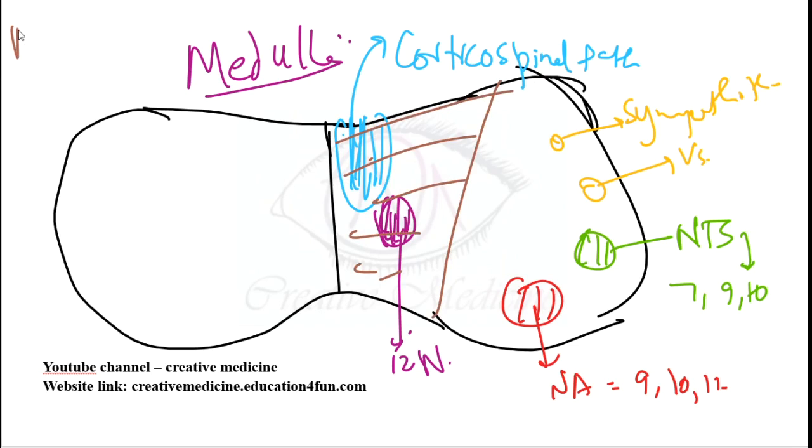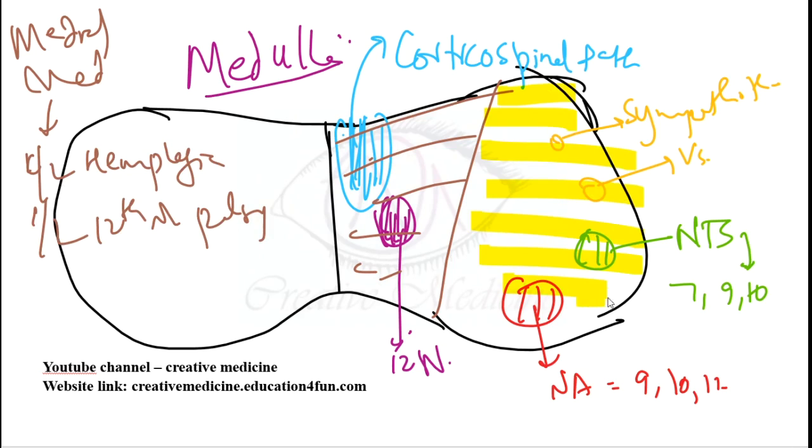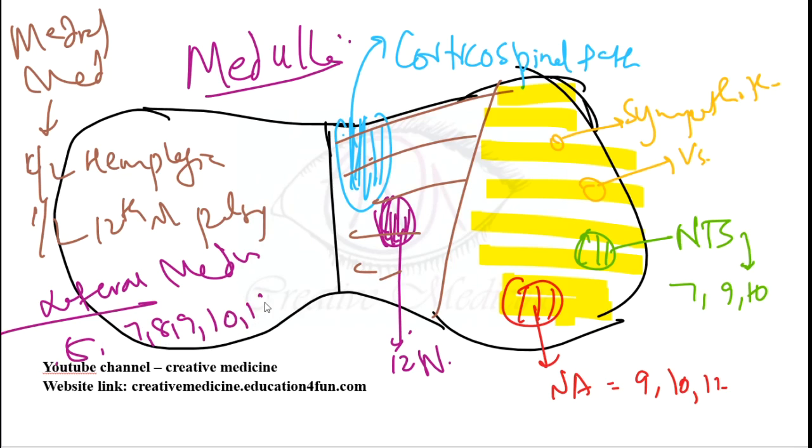If there is medial medullary syndrome, there is involvement of the corticospinal tract, so there will be contralateral hemiplegia. Along with that, there is involvement of the 12th nerve, so there will be ipsilateral 12th nerve palsy in medial medullary syndrome. Then if this part is involved, this leads to lateral medullary syndrome. In lateral medullary syndrome, the 5th, 7th, 8th, 9th, 10th and 11th nerves are involved.